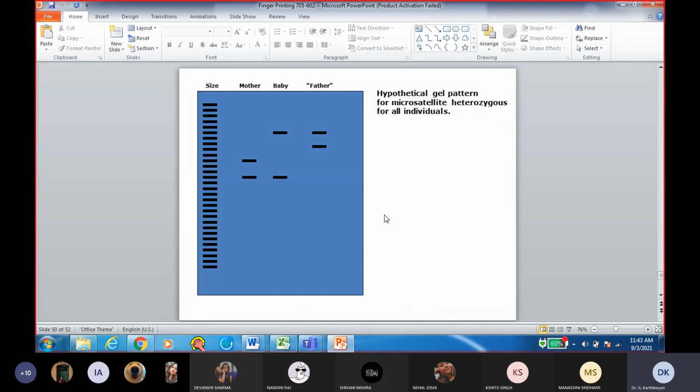So this is a typical example. This is a fluorescent standard they have run. This is the microsatellite of the mother. This is the microsatellite of the baby, and this is the microsatellite of the father.